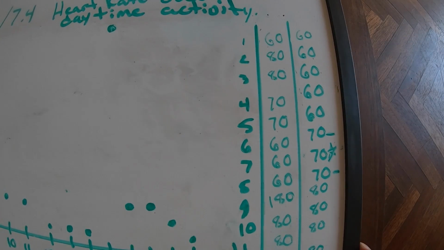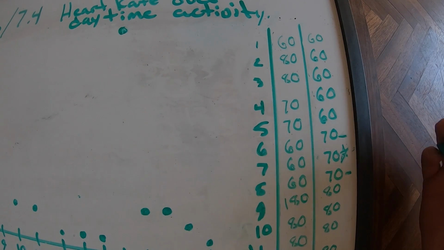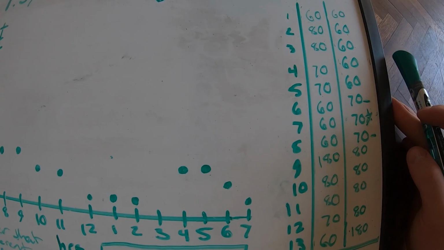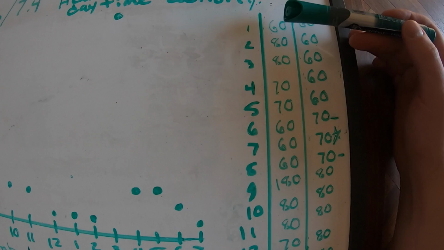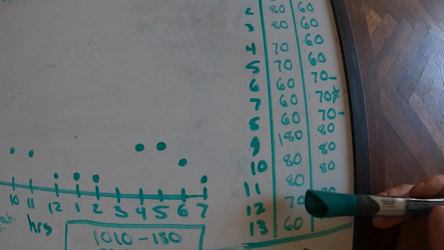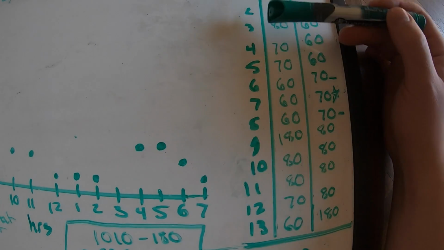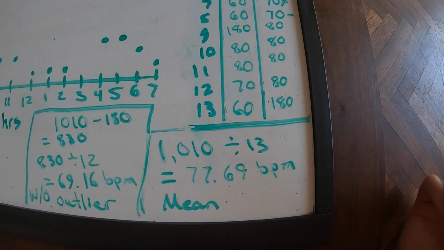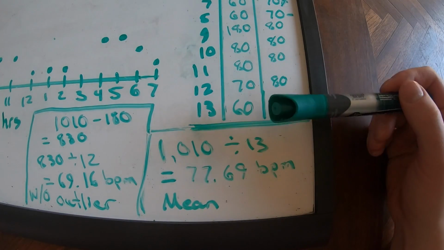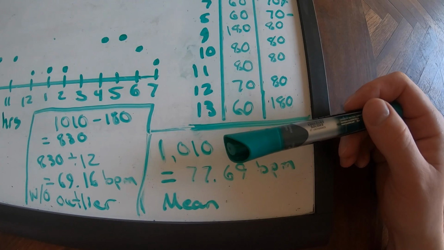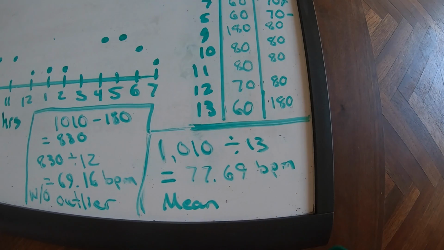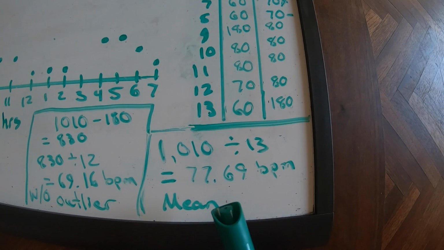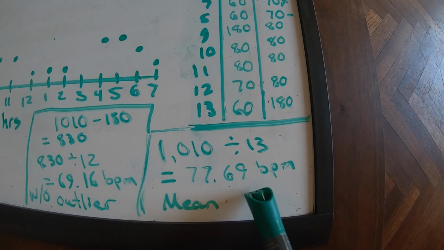So if you have a question that's asking for the mean, median, and the mode, we're going to see how the outlier actually impacts our data. To find our mean, we need to add up all of our data, and then divide by the amount that we have. I've already gone ahead and done that. Adding up all the numbers gives us 1010, and we're going to divide that by 13 because that's how many pieces of information we have. So our mean heart rate is 77.69 beats per minute.